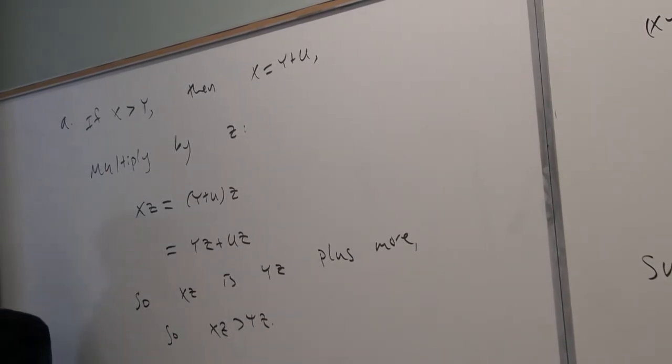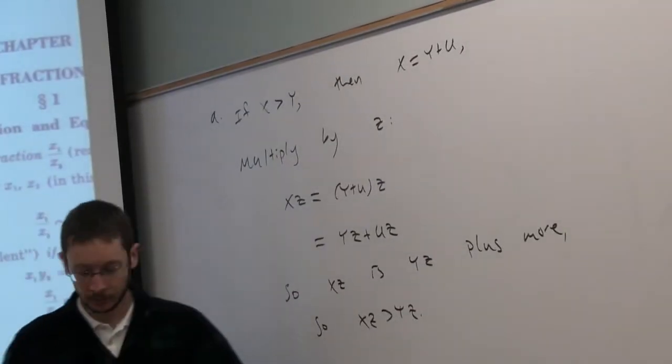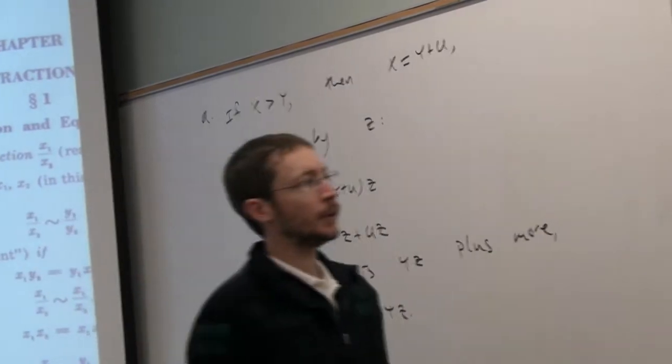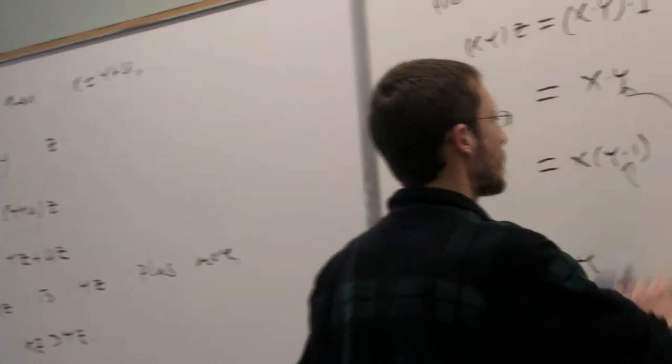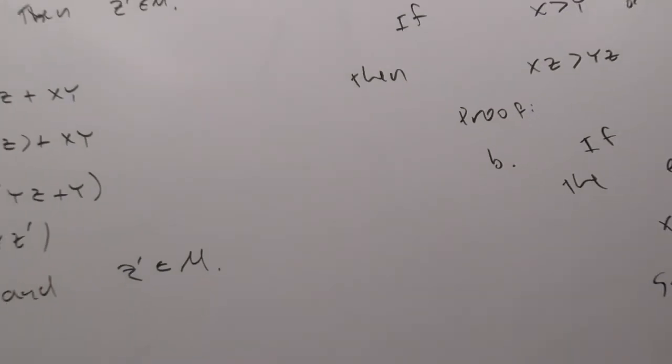And like I said, I'll leave part C for you guys to do in an assignment. Most people can see how to do it already. Right, you've got, if x is less than y, that says y is equal to x plus v. Multiply both sides by z, distribute. Right.